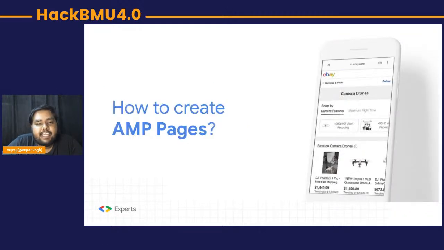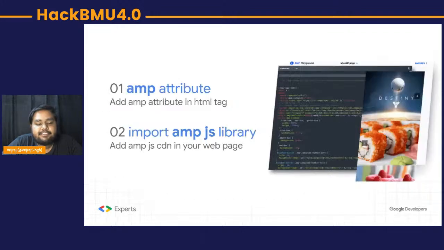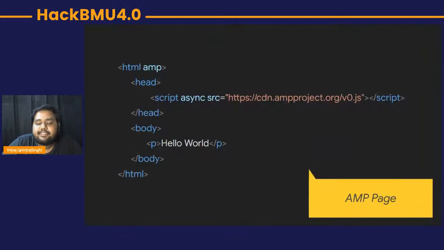So how can we create an AMP page? You just need to follow two things. First, you need to add AMP as an attribute in your HTML tag, and second, you need to import the AMP.js library. So this is a simple example. I have added AMP as an attribute in the HTML tag, and then in the third line I have imported the AMP.js library, and that's it. This is my AMP page, which is very fast as compared to the regular page.